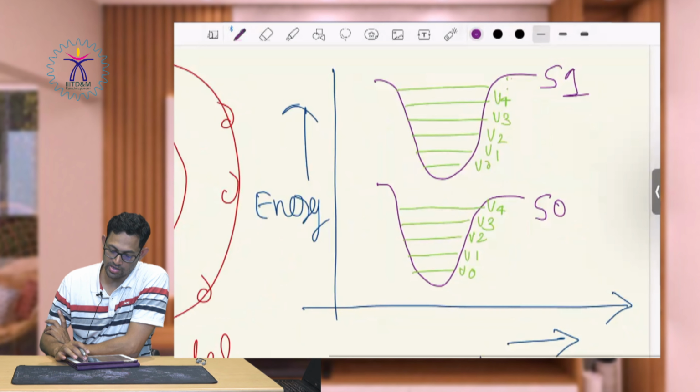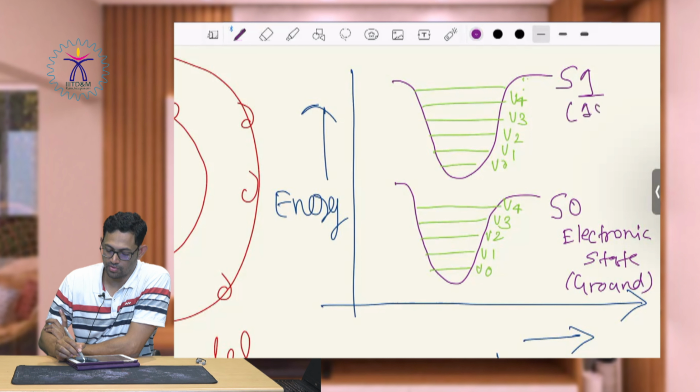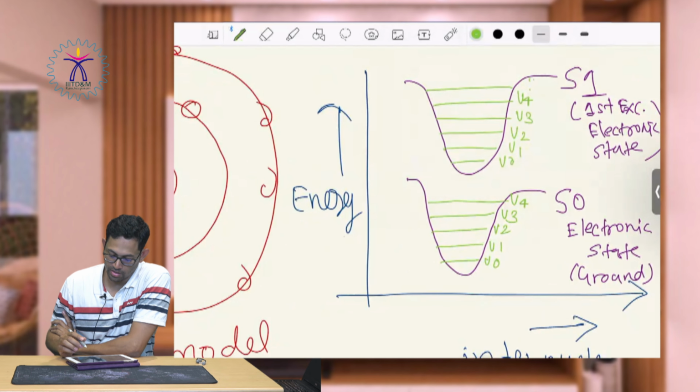The ones that you see, S0 and S1, are known as electronic states. Okay, this is the ground electronic state, and the one that you see over here is the first excited electronic state. Okay, and the ones that you see in the green color, these are the vibrational levels.